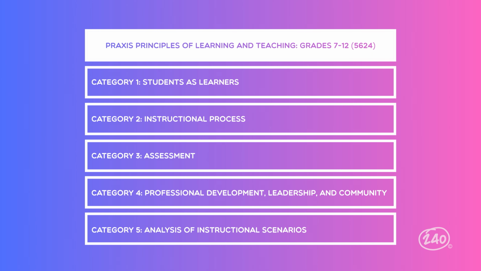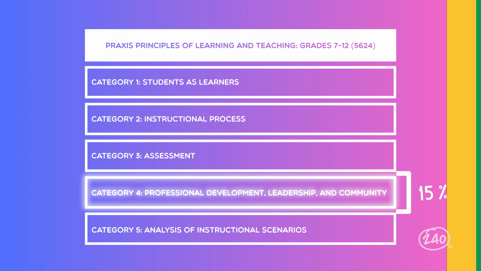We've made it to the last selected response category. Category 4 covers professional development, leadership, and community, and is worth the same amount of your overall score as Category 3, at 15%. Here, you'll need to know about collaboration, both with other professionals and the students' families. You'll also see questions about improving your practice as a teacher, including specific vocabulary related to professional development.